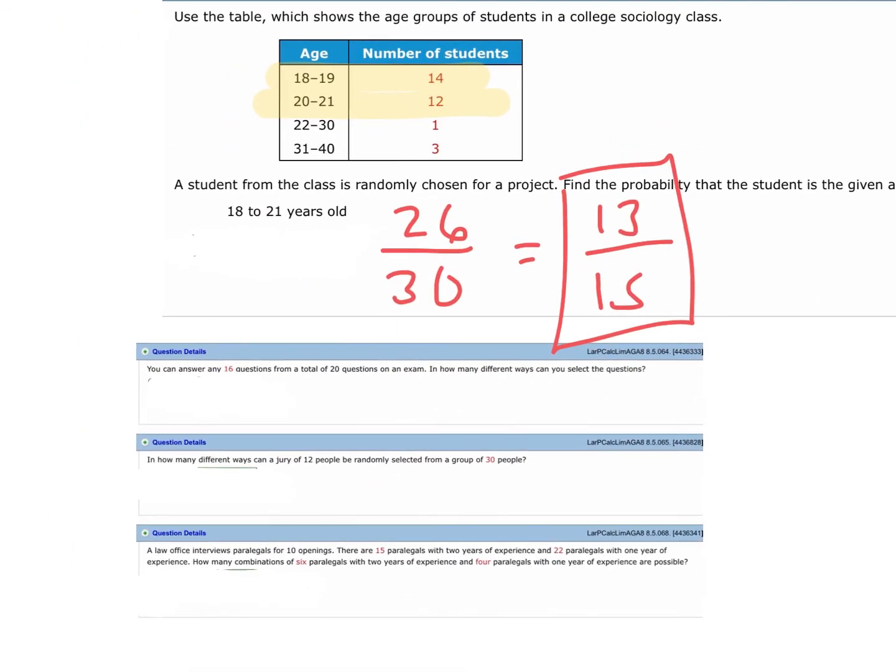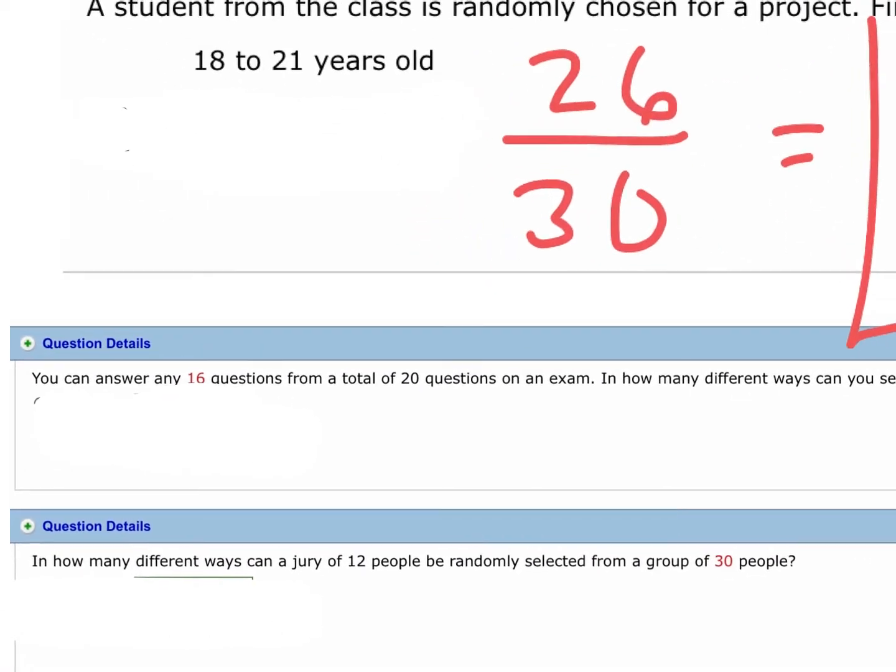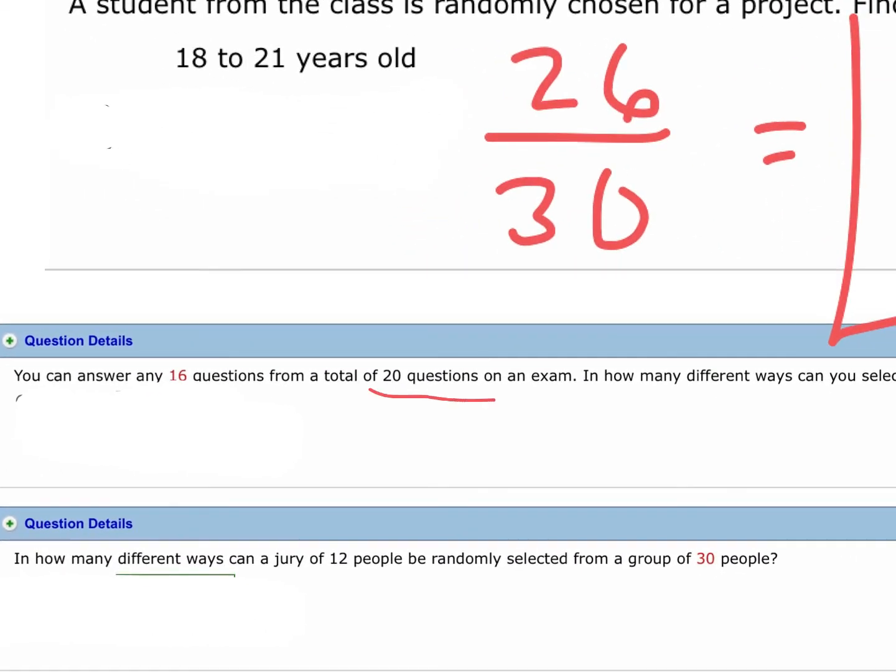Alright, next one. You can answer any 16 questions from a total of 20 questions on an exam. How many different ways can you select the questions? So here we have 20 questions total, and we're choosing 16. So it would be 20 choose 16. So one of those combination questions.